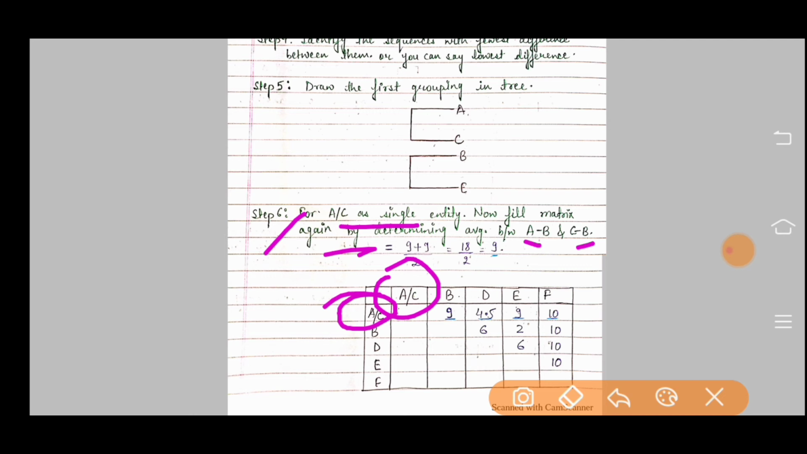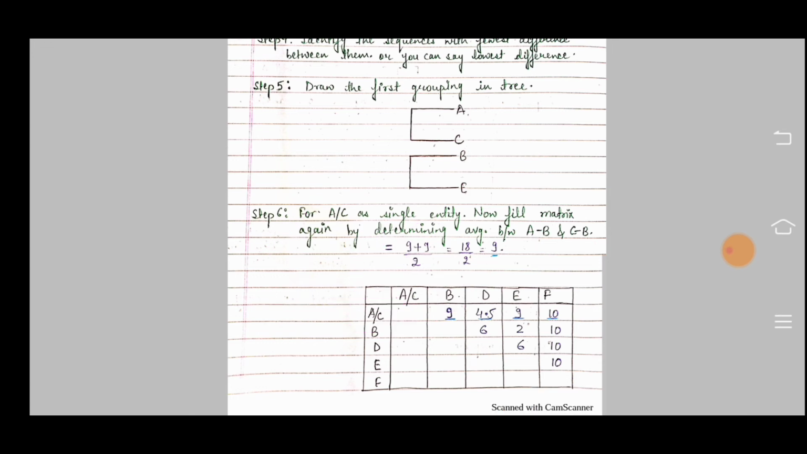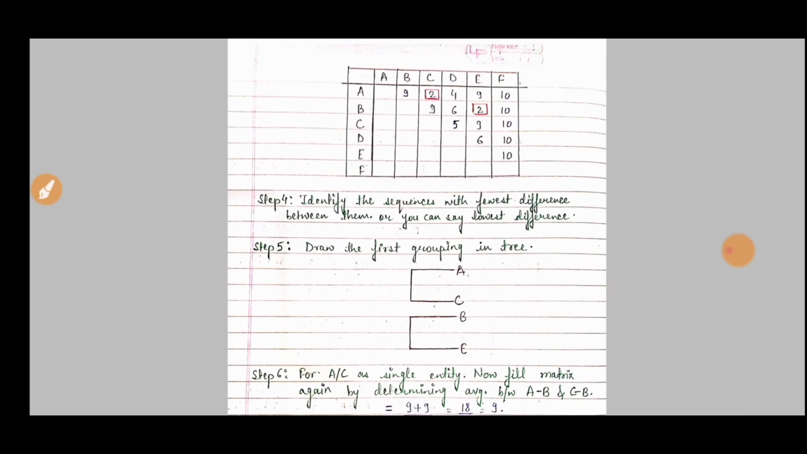Now with AC, how will you find the average? To compare AC with B, you can find the average as AB plus CB divided by 2. I think you all know how to find an average.